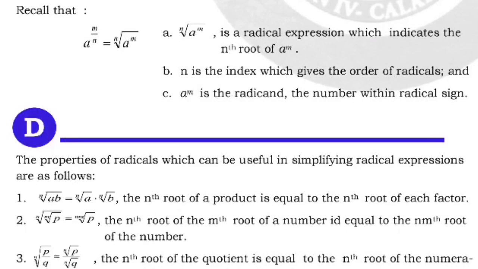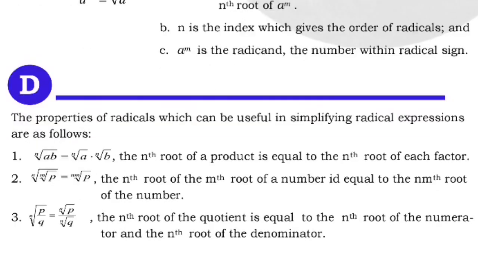Recall that a to the power of m over n is equal to nth root of a raised to the power of m. A, nth root of a to the power of m is a radical expression which indicates the nth root of a to the power of m. B, n is the index which gives the order of radicals, and C, a to the power of m is the radicand, the number within the radical sign. We have discussed this in week number 4.